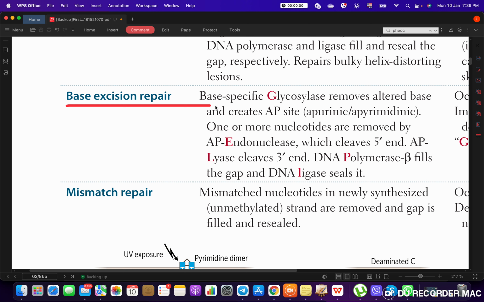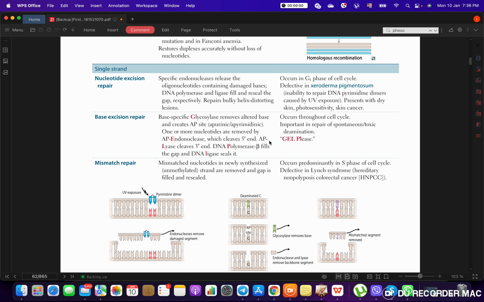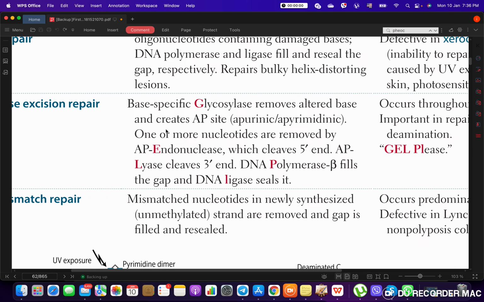During base excision repair, to get the base only, it's not an easy process. You need some GEL PLEASE. It's sad, but you have to memorize the GEL PLEASE mnemonic, because it's the easiest way to deal with this thing. Otherwise, you would just go nuts.